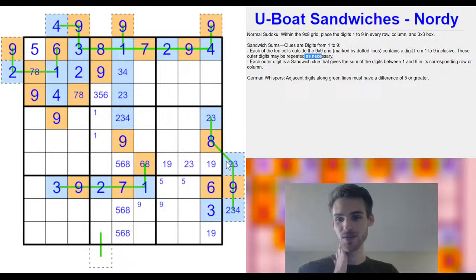So let's label those up. And that also gives us that this is a 2, that this is a 3, and this is a 3. 3, not 2. So this is blue.